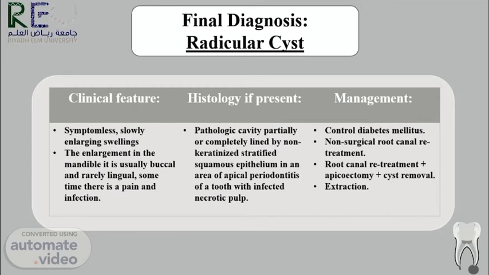Histologically, radicular cysts have been classified as bay, pocket, and true type of cyst. In the bay cyst, the cyst lumen opens into the apical root canal, while the cyst cavity is completely enclosed by epithelial lining in the true cyst. Management: controlled diabetes mellitus, non-surgical root canal retreatment, or root canal retreatment plus apicectomy plus cyst removal or extraction.